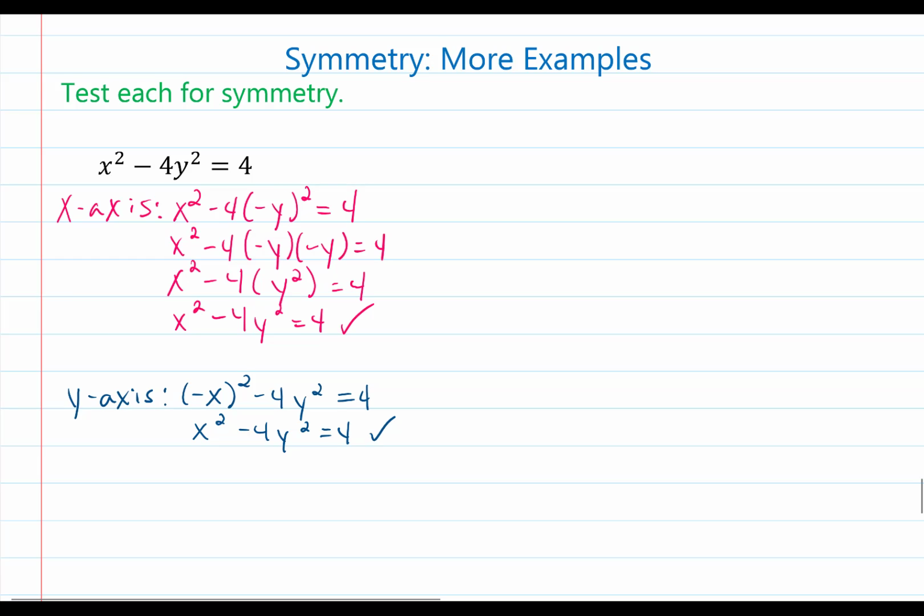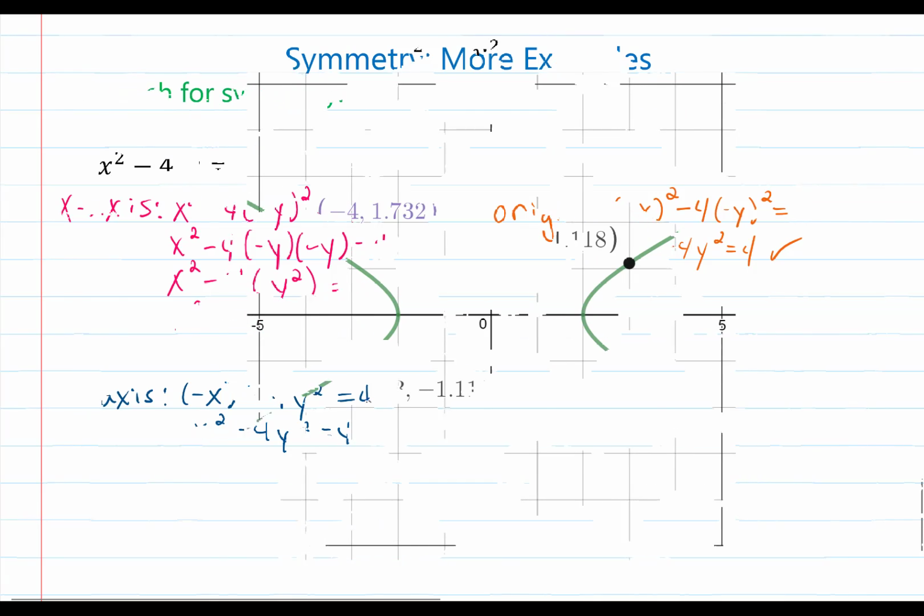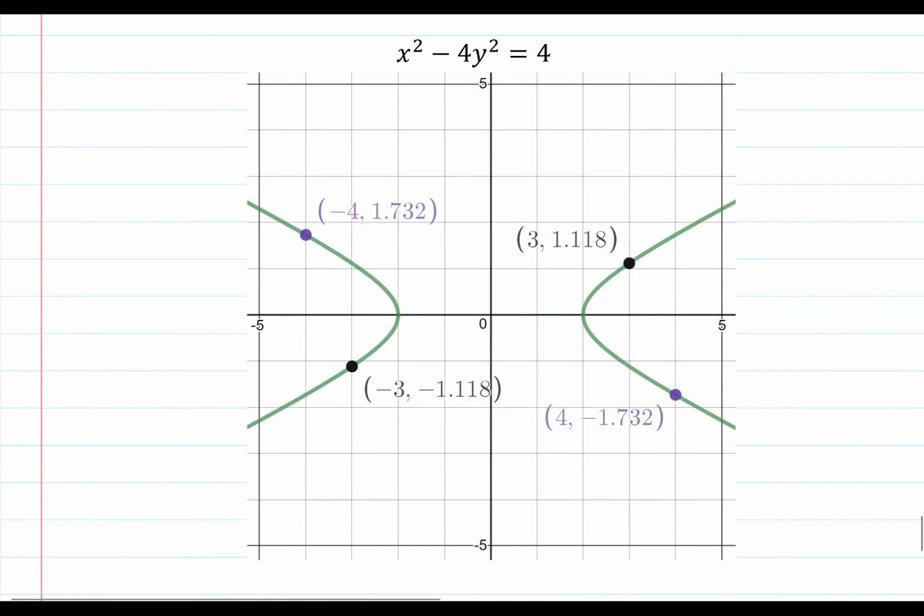Finally, let's test for symmetry with respect to the origin. In this test, we are going to replace x with negative x, so we'll have negative x quantity squared, and y with negative y, so we'll have negative y quantity squared, and it's still equal to 4. So now we need to simplify this, so negative x quantity squared is equal to positive x squared, minus 4 times positive y squared is equal to 4. So again, this does simplify back to the original equation. Therefore, the graph of this equation is symmetric with respect to the origin, and also the y-axis, and also the x-axis. Let's now look at the graph of this equation to see the symmetry.